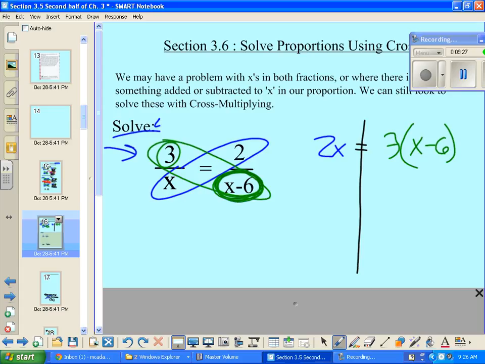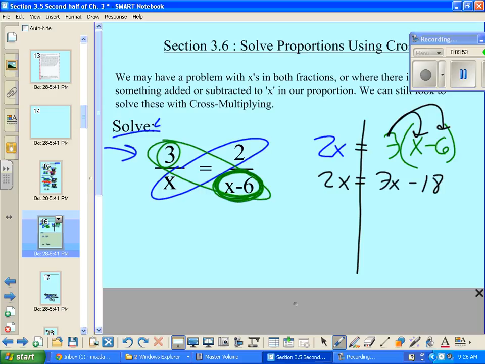On the left side, I just have 2x. On the right side, I have 3 times, in parentheses, x minus 6. If we're solving some kind of equation we've talked about for at least the last month or so, the first thing I'm going to do is look to distribute. So I take 3 times x and 3 times negative 6. That's the first step I want to do in this problem. On the left side, I still have 2x. On the other side, I have 3x minus, well, now 18.